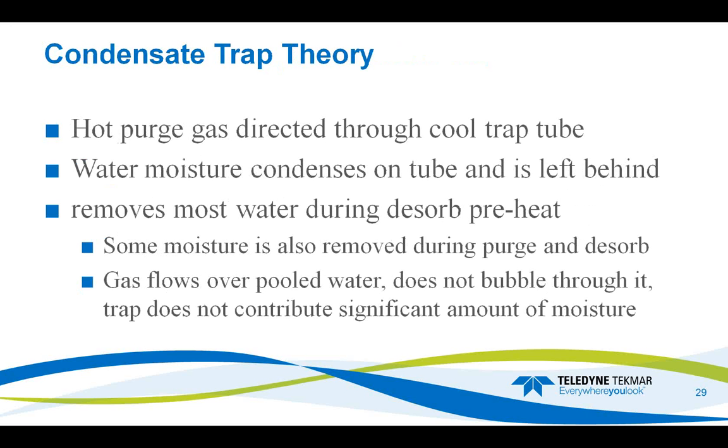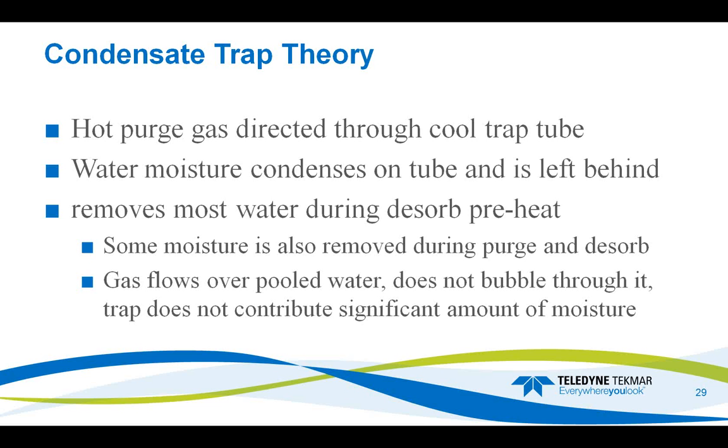So our hot purge gas, as I mentioned, goes into our cool tube. Water vapor condenses. But we remove most of our water during desorb preheat. So that's the moment where we finish purging. We close off our analytical trap and our condensate trap, and now it's sealed from the rest of the system. As we continue to heat our analytical trap to just below our desorb temperature, our gases within the trap are expanding, and they have nowhere to expand to other than the condensate trap. And so as they expand into there, the moisture cools against that cooler tube and condenses out.